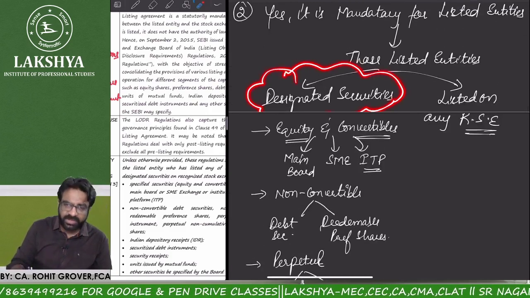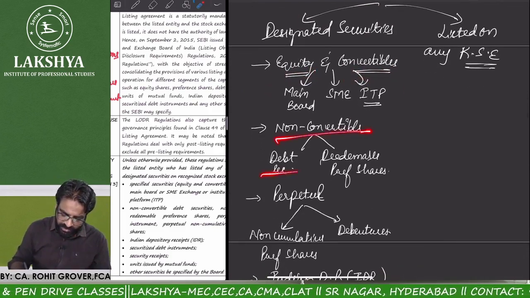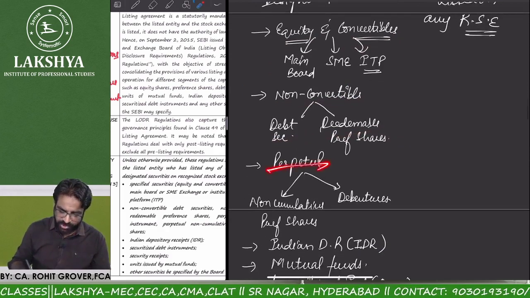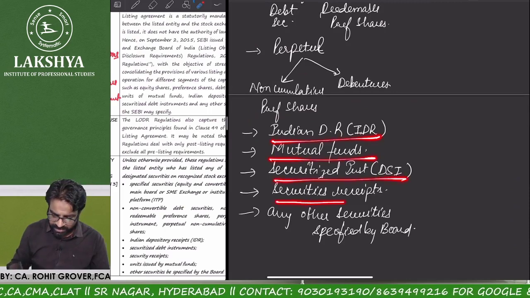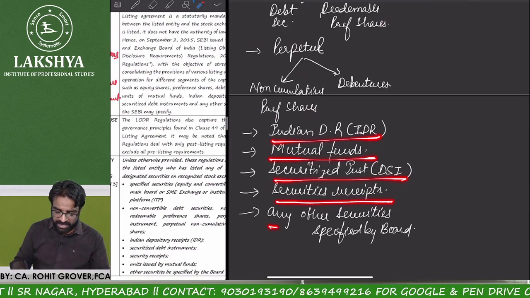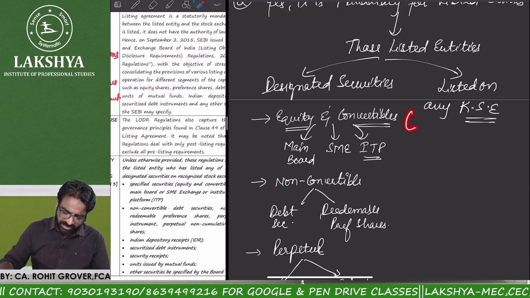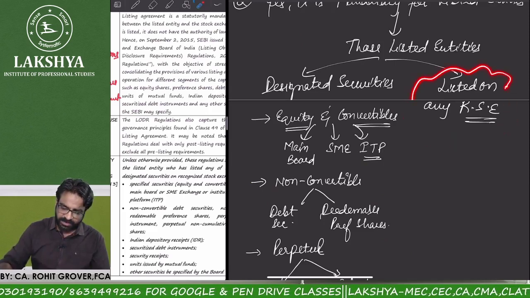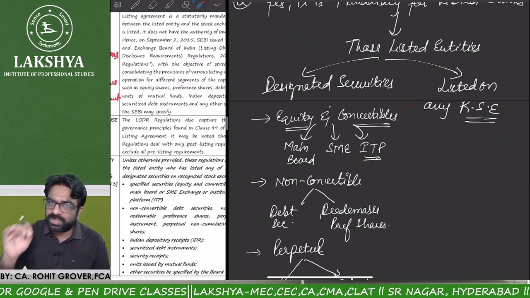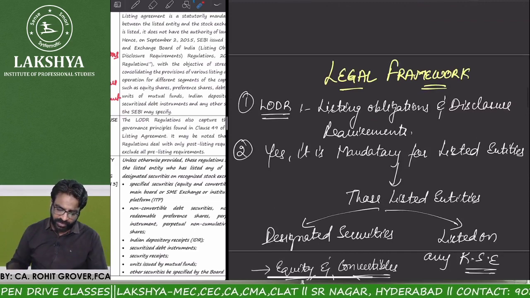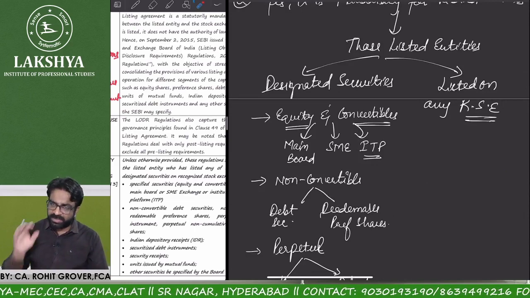So if any of these designated securities, what designated? Equity convertibles, non-convertible debt and redeemable preference shares, perpetual non-cumulative preference shares and debentures, Indian depository receipt, mutual funds, securitized instruments, debt securities receipts, and any other securities specified by the board are listed on any recognized stock exchange, then in such cases your listing obligation and disclosure requirements are applicable on you. So I hope all of you understood. So this is the meaning. Yes, it is mandatory. For which class of companies it is mandatory, that also I have written.